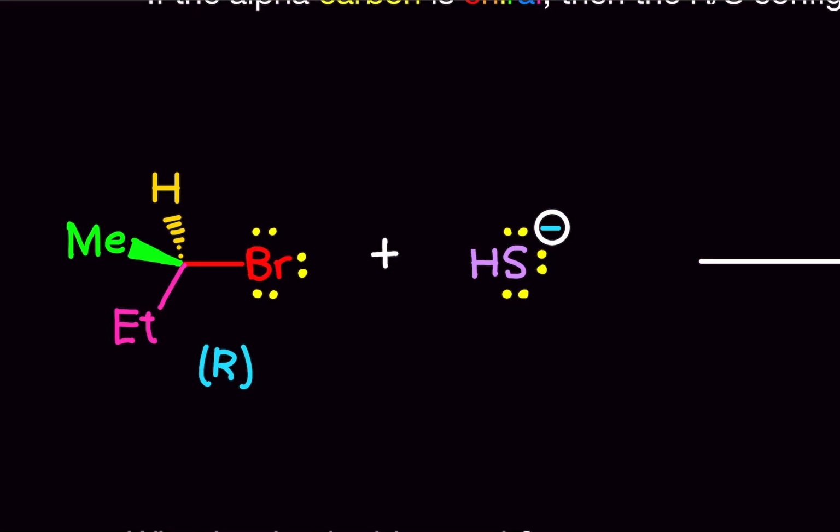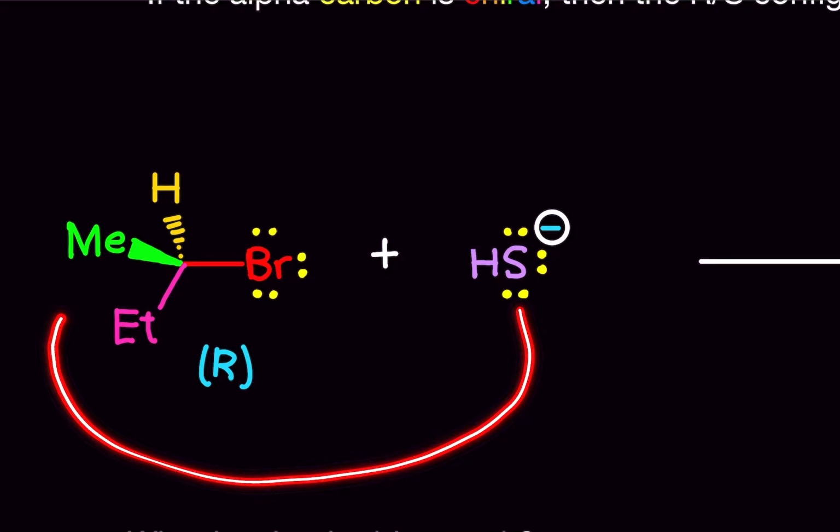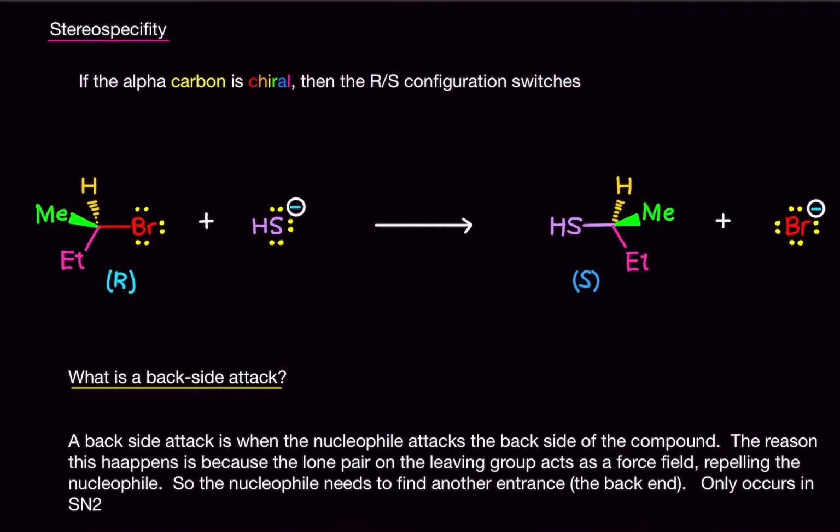These electrons are powerful. It's basically repelling the nucleophile away. It's basically telling the nucleophile, hey, get out of here. I don't want you here. So the nucleophile basically says, hey, I'm going to enter the backside. Okay? That's what happens. That's what a backside attack is. So all Sn2 reactions are backside attacks. Okay? Now, this does not apply to Sn1.